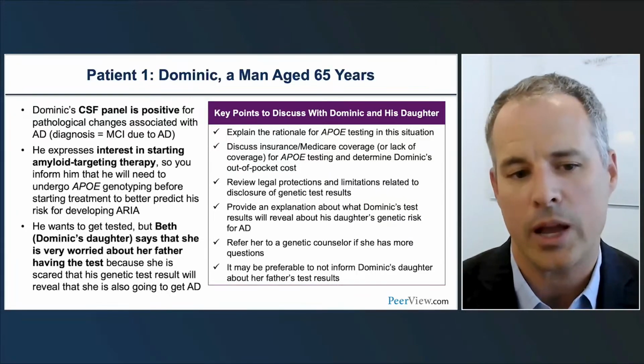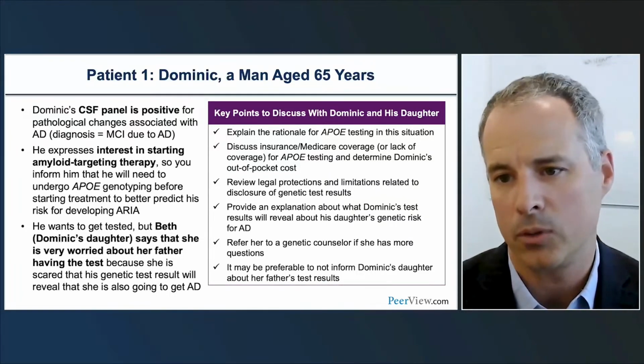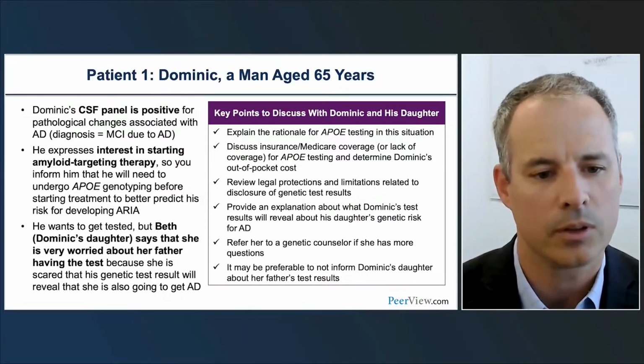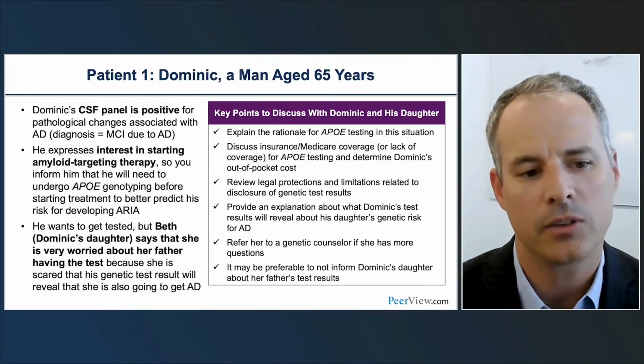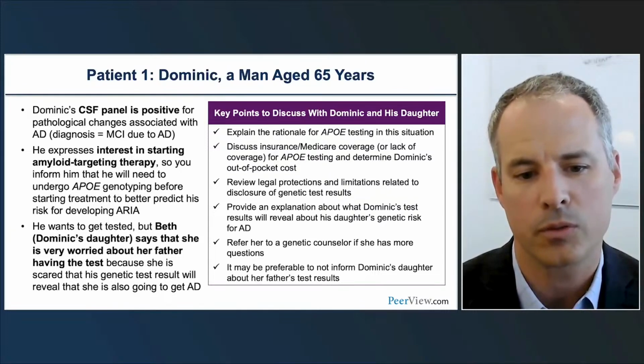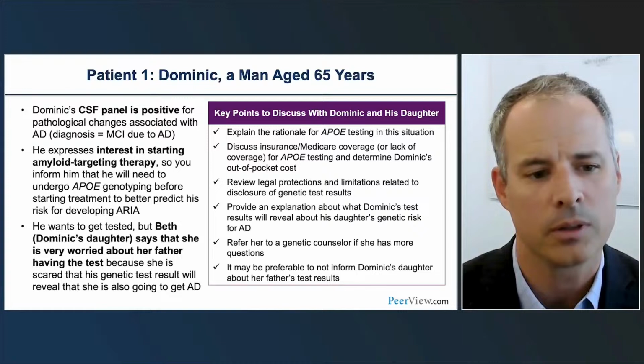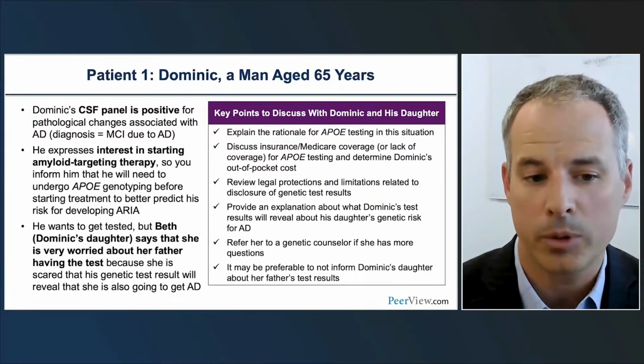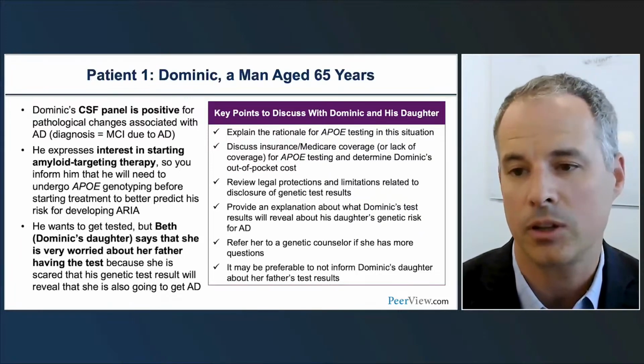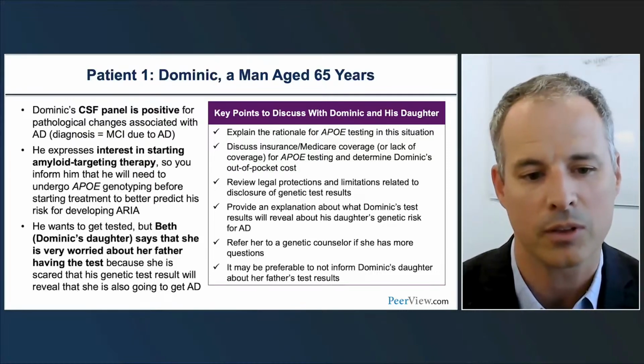First is to explain the rationale for ApoE testing. Why are we doing this? Which we did to some degree. Second is to discuss the insurance coverage for the testing so he can understand that there may be out-of-pocket costs related to it. Third is to review the legal protections and limitations, and particularly with his daughter, so she understands this on the front end.